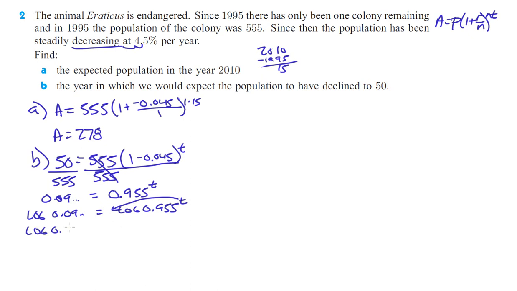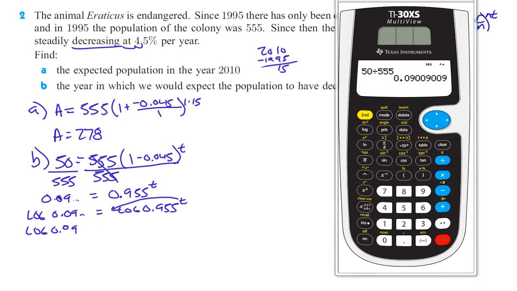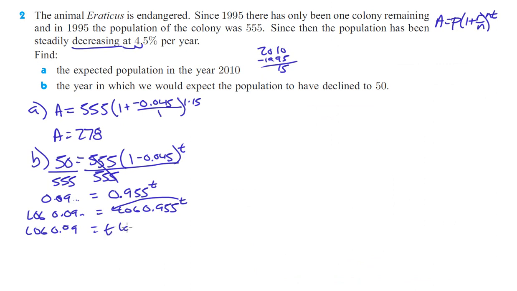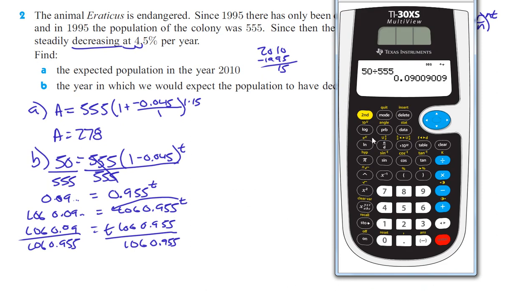So we have log 0.09. Is it 0.09? Yeah. Equals t log 0.955. We got to get t by itself, so we got to divide by log 0.955, both sides. And away we go. Now, this here is the actual number. What you really want to make sure you do with this is do log of our answer. So you got to do log and then do second answer. And that will give you the log of 0.0900909, so forth and so on. Okay. And then we're going to take that and divide that answer by log of 0.955. And that gives us 52.27.